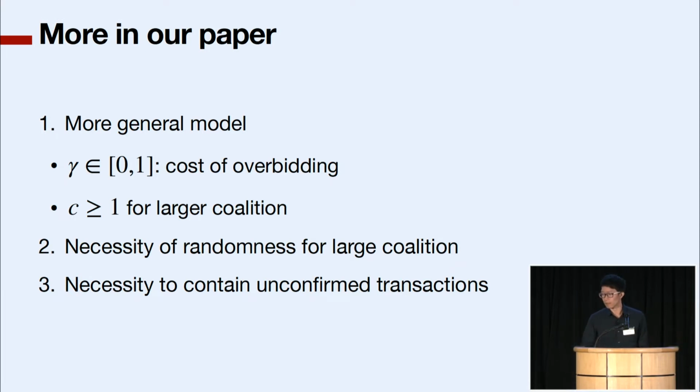And the third one is, as we have seen, in the burning second price auction, not every bid in the block is confirmed. For example, we only confirm the top 3 bids there. That means we need to put some bids there which are unconfirmed. That wastes some block space. But we show that containing some unconfirmed transactions in the block is also necessary.